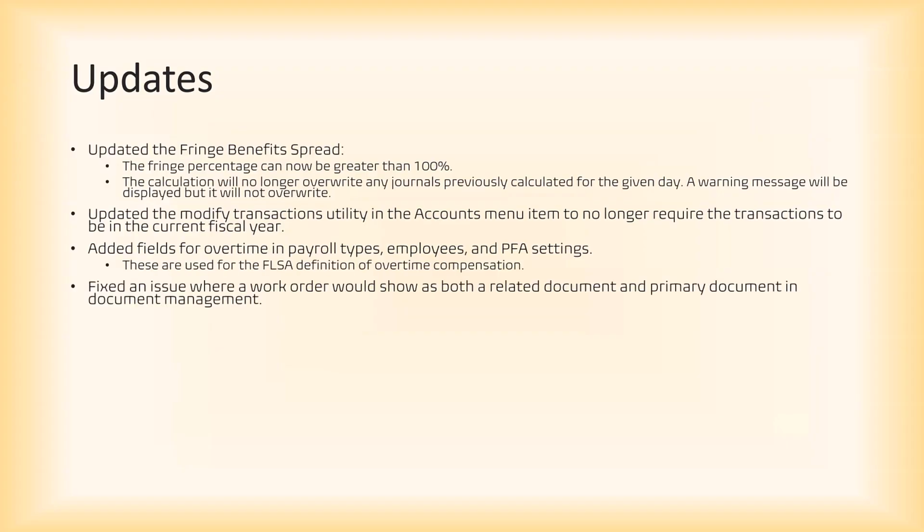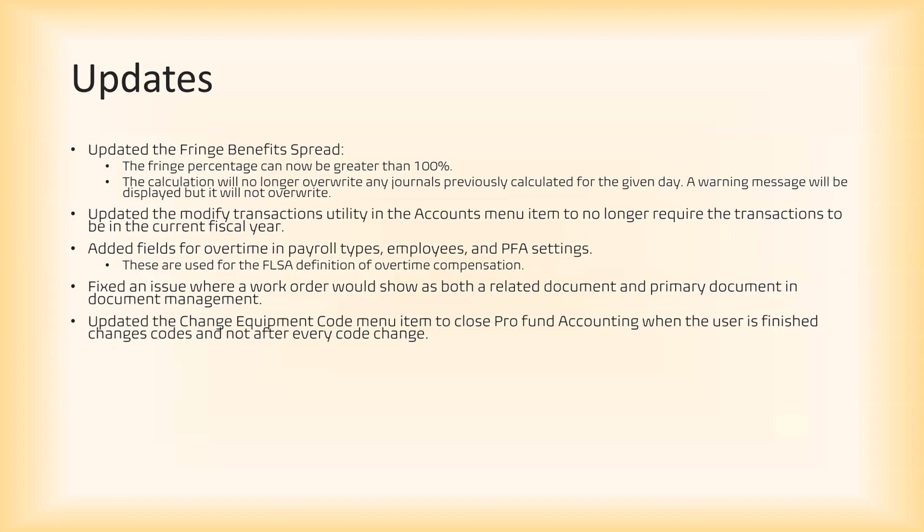We fixed an issue where a work order would show as both a related document and primary document in document management. We updated the change equipment code menu item to close ProFund when the user is finished changing codes and not after every code change. I believe we did the same thing for inventory code. It'll only close once you close the window, not after every single time.